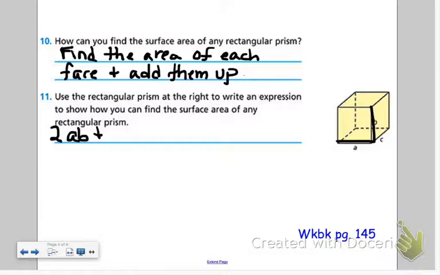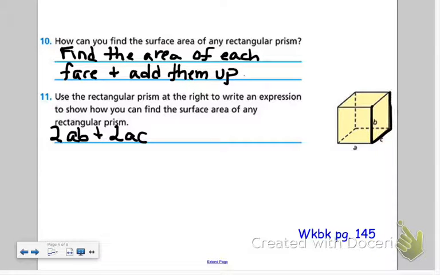And then I'm also going to have to add on, well, that's just the front and the back. How about the top and the bottom? Here's my bottom. A times C would give me the bottom. But if I times that by 2, then I'll have the top and the bottom. And how about, so I got top and bottom, I've got front and back, now I need left and right.